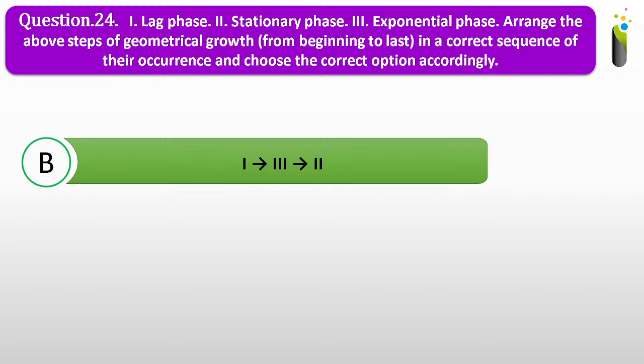Okay, so the correct answer for question number 24 is sequence B. That is, first will be lag phase, then exponential phase, and then stationary phase. The exponential phase, which is also called the log phase, or at times the grand phase of growth. Keep this in mind. It is also called the grand period of growth.